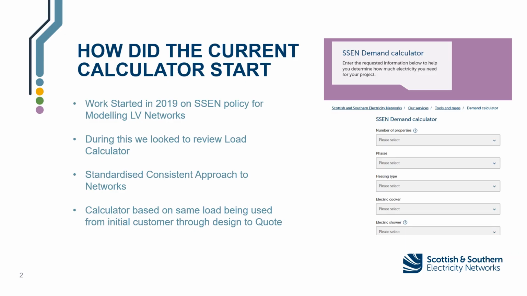Back in 2019, we started work on how SSEN carry out our LV network studies because we want to make these more accurate and consistent across the whole of the networks business. This included reviewing and creating new domestic demand calculators as part of that process. We looked to have a standardized approach towards the LV network modeling and create a system so that it was able to be consistent throughout the whole process.